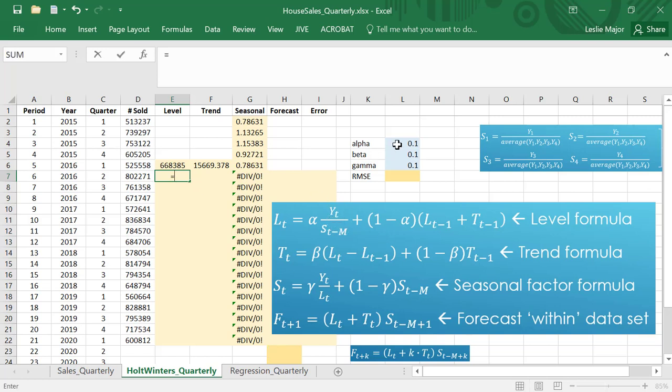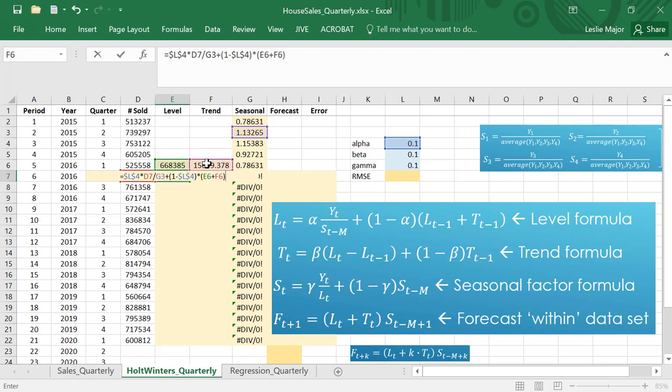This guy is alpha. So lock that times by the current y divided by the seasonal t minus m. So again, I'm in quarter 2. Go get the seasonal from the previous quarter 2. Plus 1 minus alpha. Lock that. So 1 minus alpha times the previous level plus the previous trend. So times by the previous level plus the previous trend.